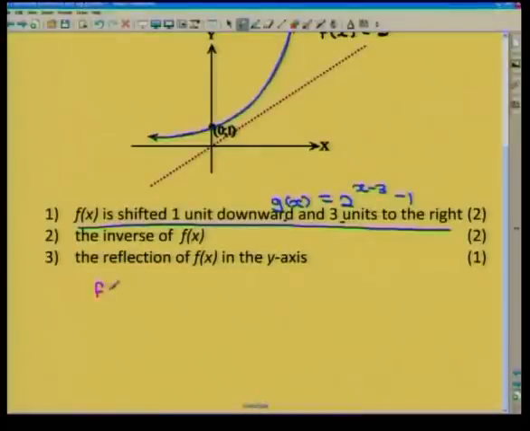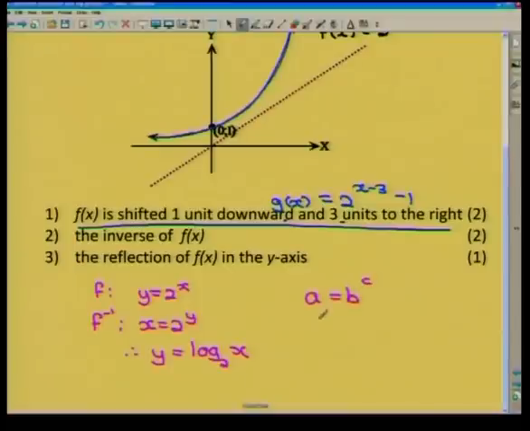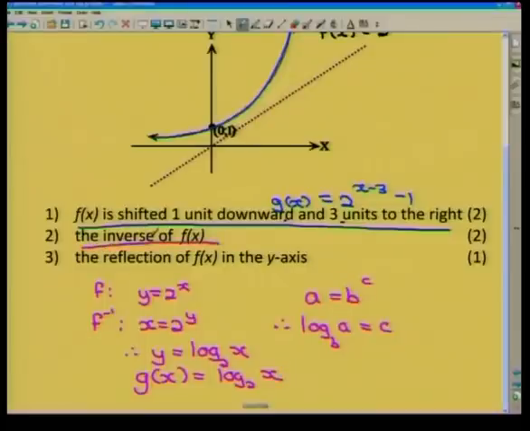So remember what I said to you about helping your examiner to see what you're doing. Our f is y equals 2 to the x. So our inverse of f will be x equals 2 to the y. Therefore, y equals log to the base 2 of x, using our rule that a equals b to the c is log to the base b of a equals c. Now looking at that, all I have to do is write it as g of x. So g of x is equal to log to the base 2 of x. And that takes care of that one.